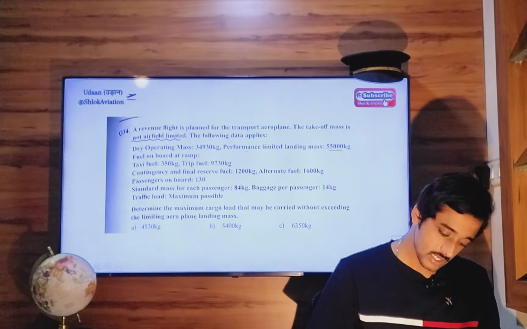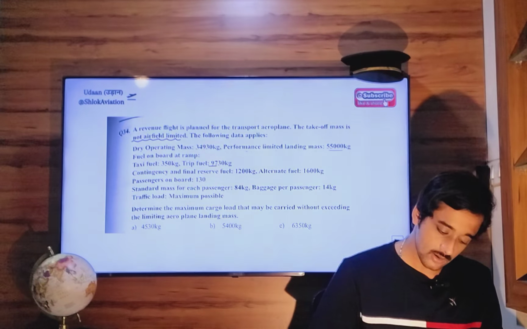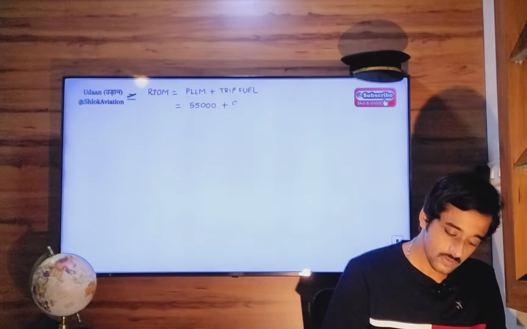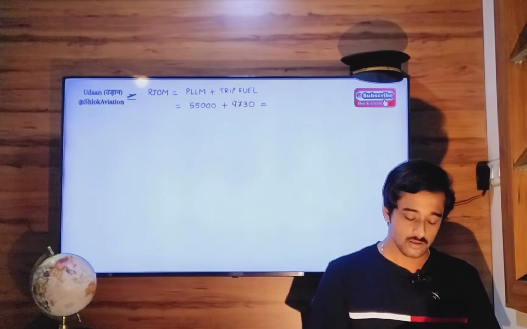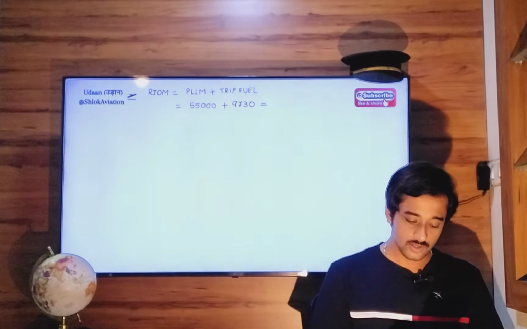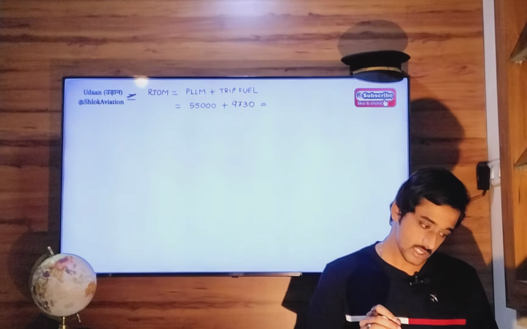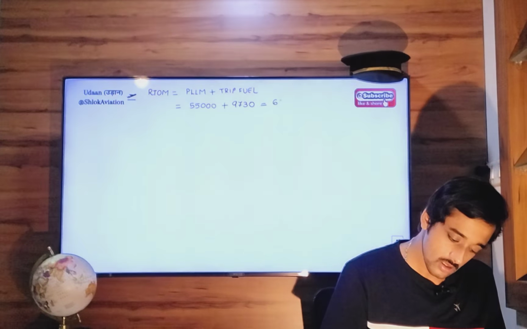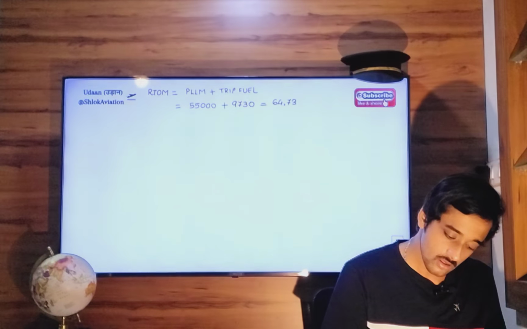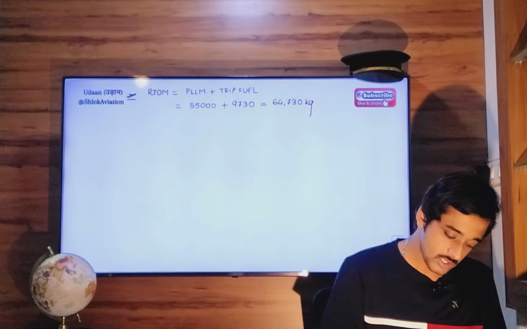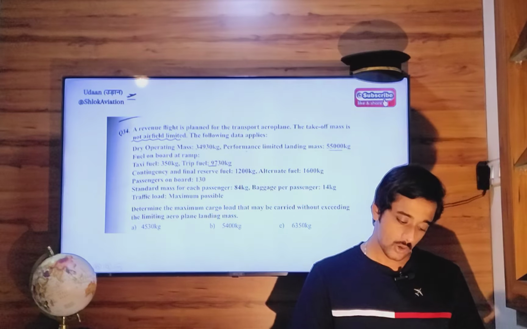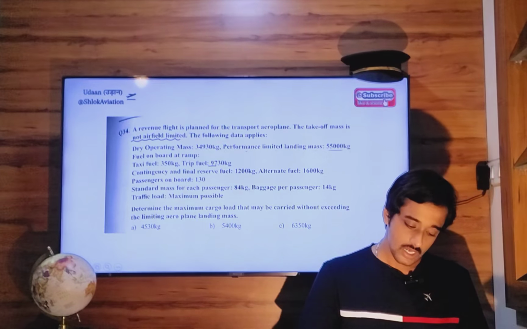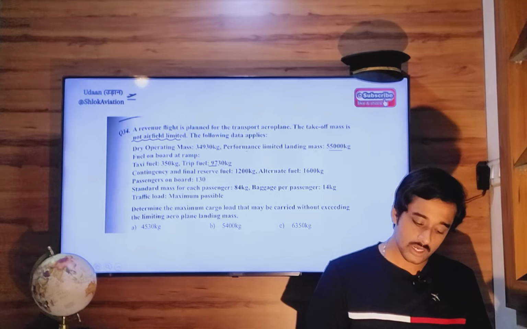Trip fuel is 9,730. 55,000 plus 9,730 is 64,730. Okay, so regulated takeoff mass is 64,730 kilograms. We have to find out cargo.